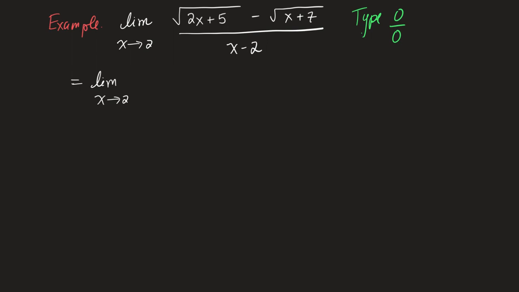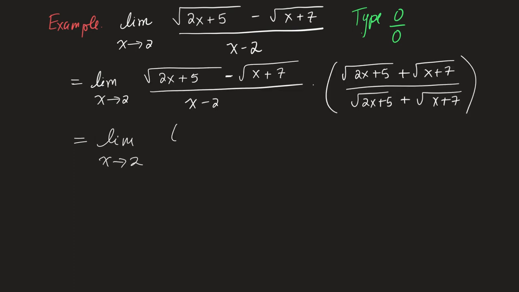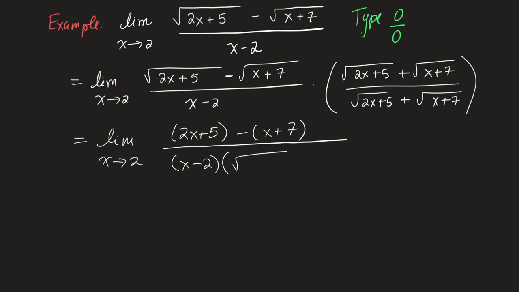So I've gone ahead and set it up so that we can multiply by the conjugate. And when we do that, we get the limit as x tends to 2. On the numerator, I get 2x plus 5 minus x plus 7. That's the point of multiplying by the conjugate, it eliminates those roots. On the denominator, I get x minus 2 times the square root of 2x plus 5 plus the square root of x plus 7.